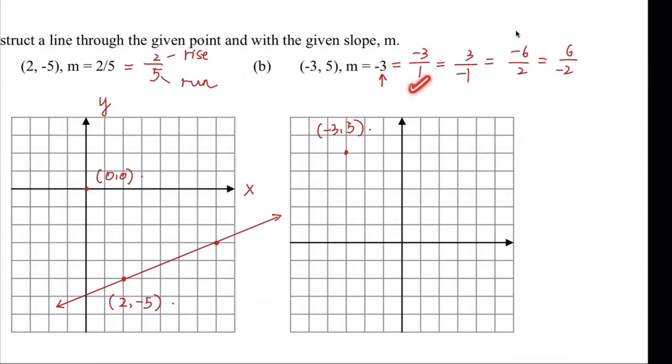So let me just use -3 over 1. We start from this point, right? The rise is -3 and the run is 1. So rise is -3, that means we start from this point and we go down by 3 units, 1, 2, 3. And run is 1, so we go right by 1 unit. This is the second point. This point is given in this question, and this point is found based on the slope information. And now we join these 2 points.